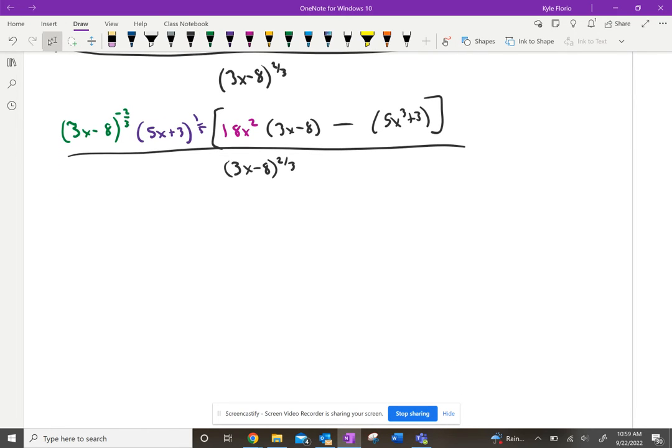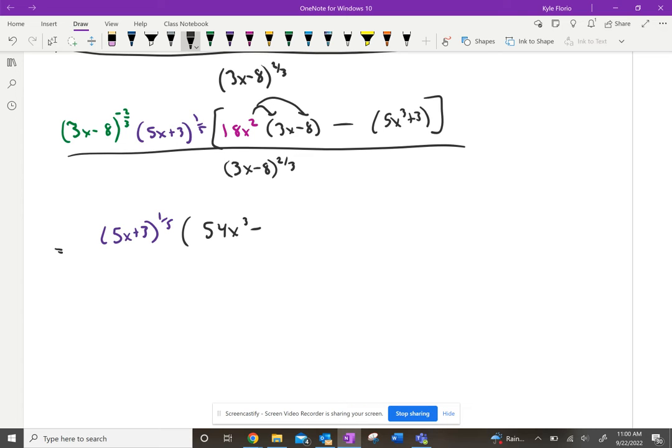And then from here, let's see, we have another negative exponent, so I can bring that to the denominator and make that negative 2/3 positive. So I'm going to rewrite the top without that green piece. So I have 5x cubed plus 3 to the 1/5. Inside the parentheses, we're just going to clean it up. So just distribute that 18 in there. 18 times 3 is 54. So it's going to be 54x cubed.